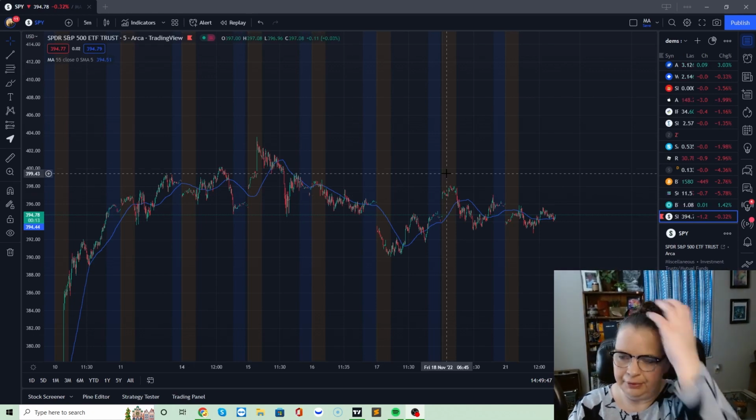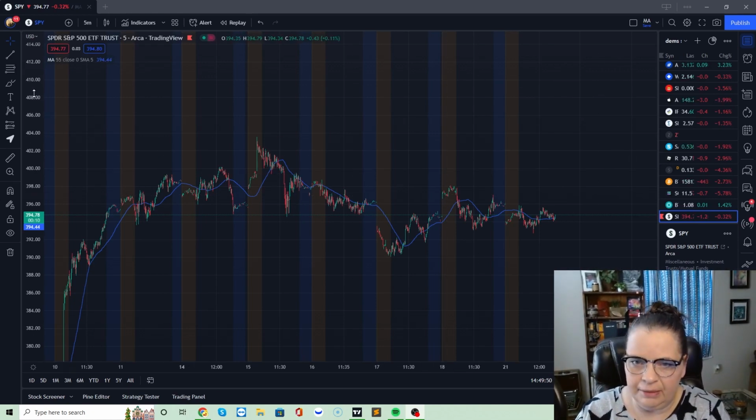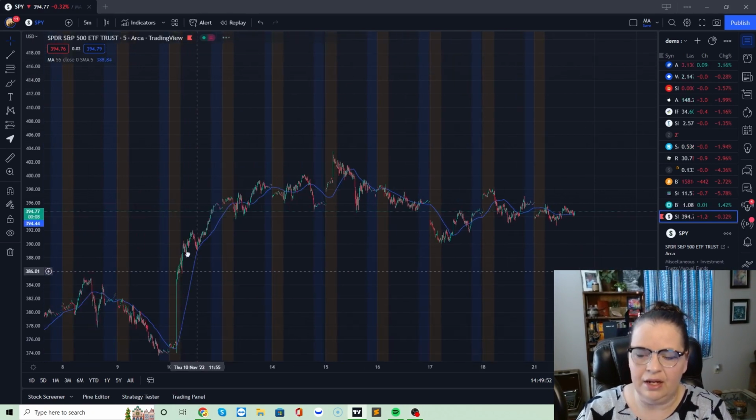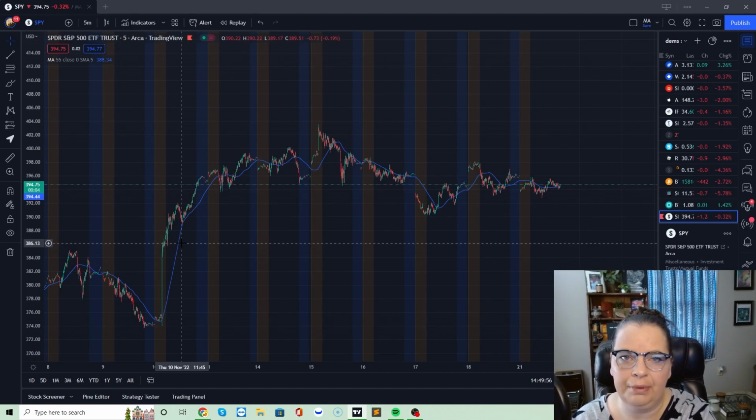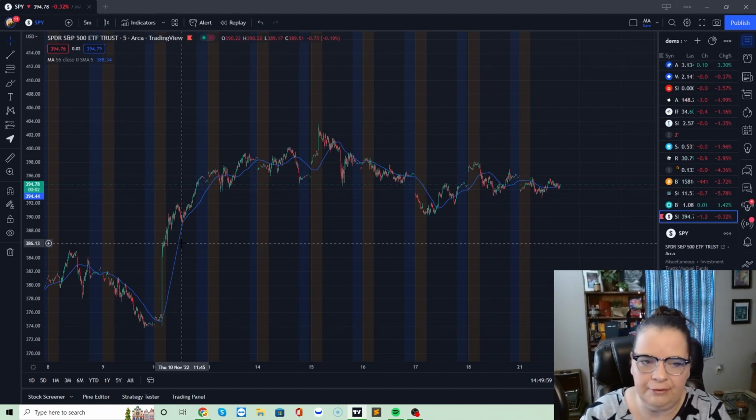I have the SPY pulled up here, all right? A lot of people talk about the 55 MA being sort of the VWAP of the moving averages, and I would agree with that for the most part.